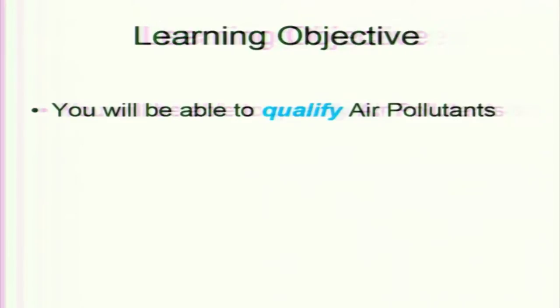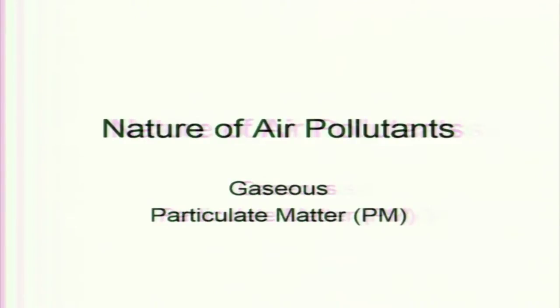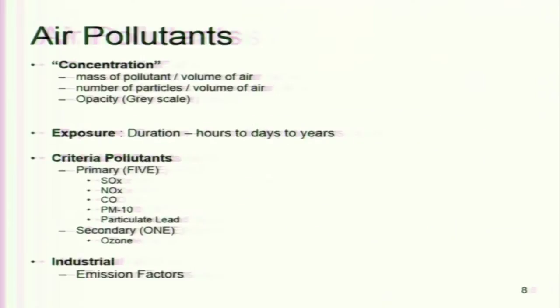This part now, you'll be able to qualify air pollutants. So we just say pollution, but we need to know what they are. What are those pollutants? And we say there are two kinds of pollutants in the air. One is gaseous, and the other is particulate. Okay? So there are different ways of measuring it. For example, when we did that exercise on sulfur dioxide, we looked at concentration, and we said micrograms per meter cube. A lot of times it is ppm, which is volume by volume. Many ways of dealing with it.